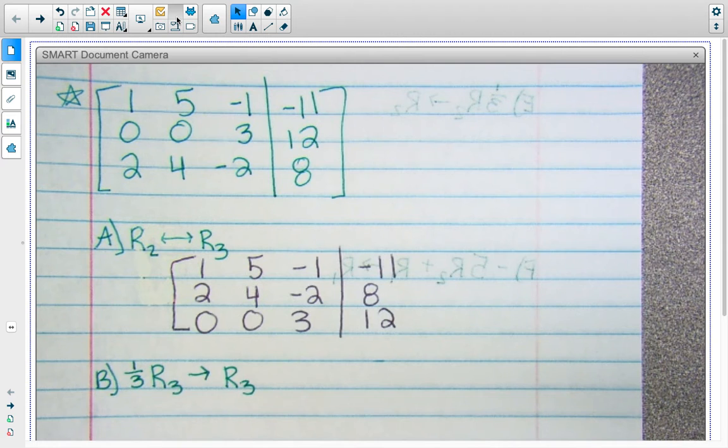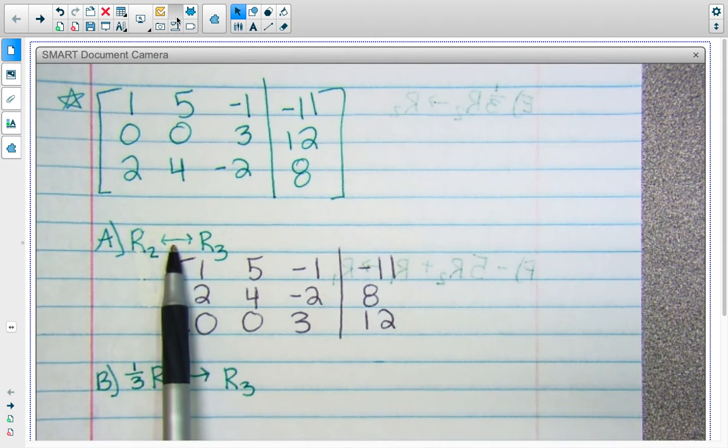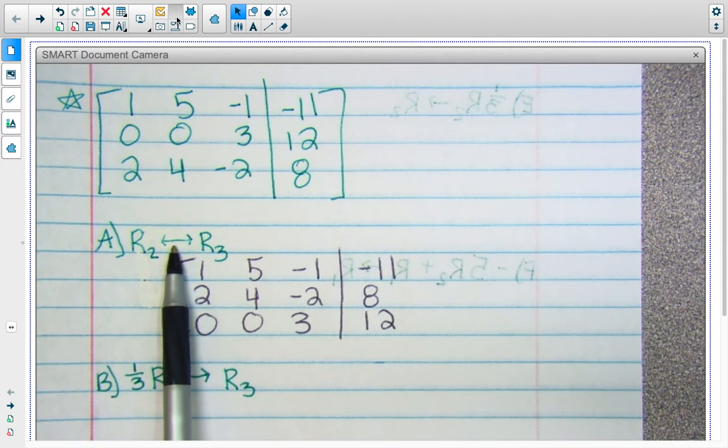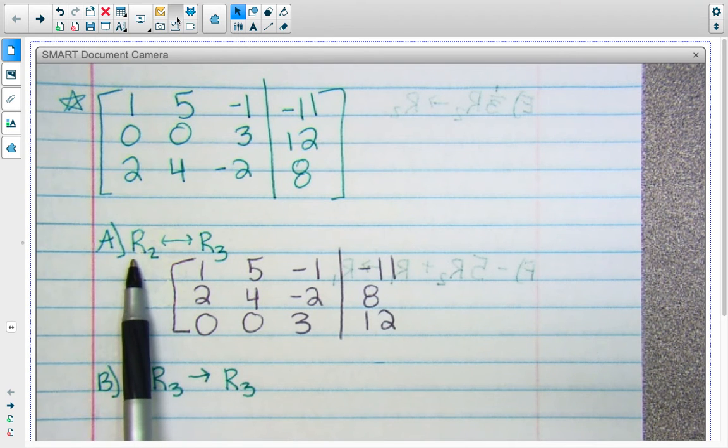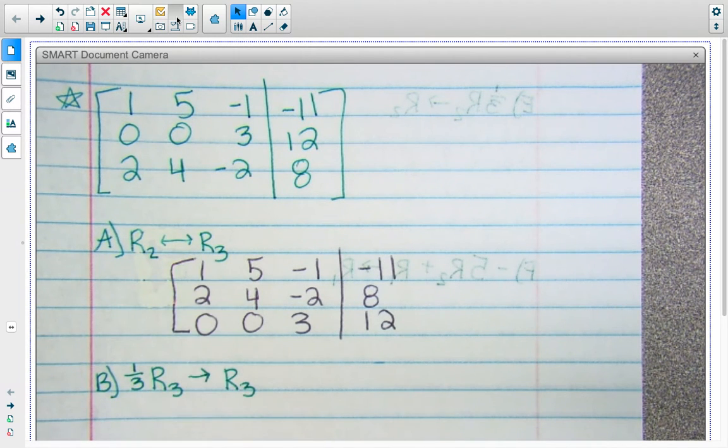So notice all I did so far, this symbol here with the double arrow means to interchange or switch. So I switch row 2 with row 3. So that's all I did.